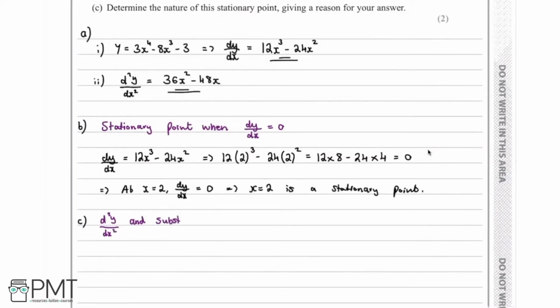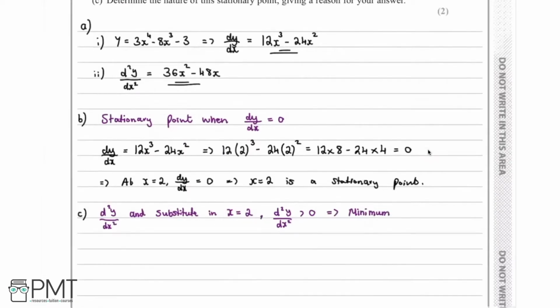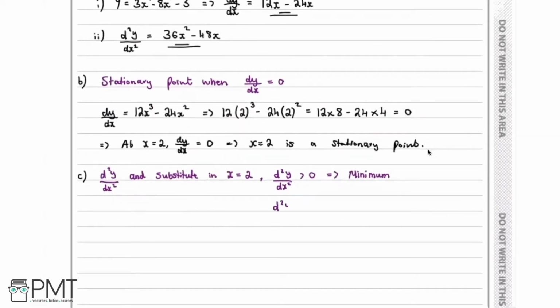We need to substitute in x equals 2 into this, and then we will have that if d squared y over dx squared is greater than 0, then we have a minimum. And likewise, if d squared y by dx squared is less than 0, then we'll have a maximum. So without further ado, we have the knowledge that we need to carry out the question.